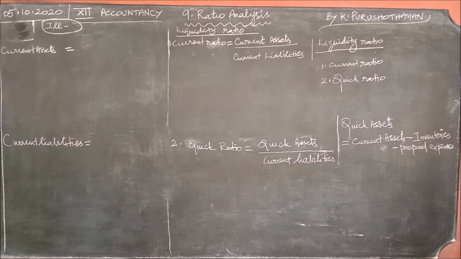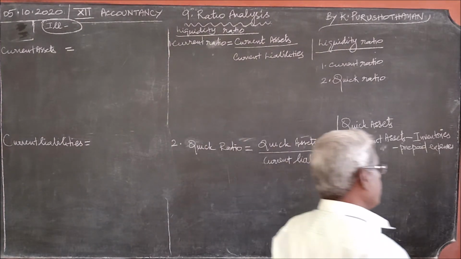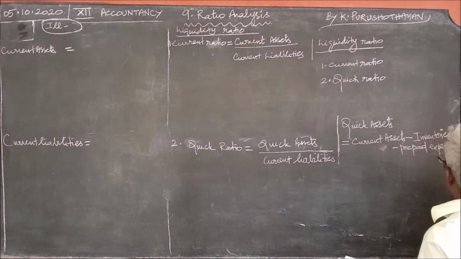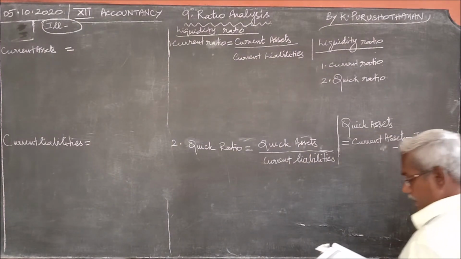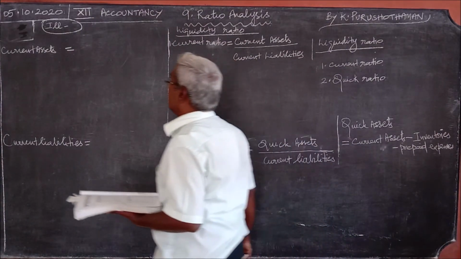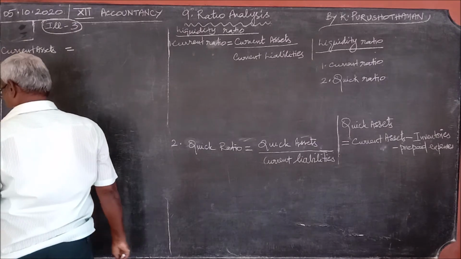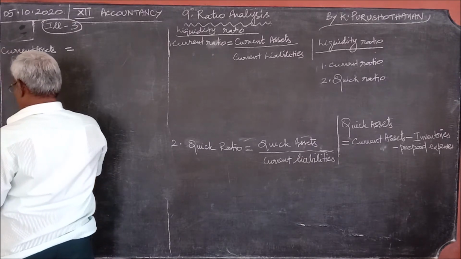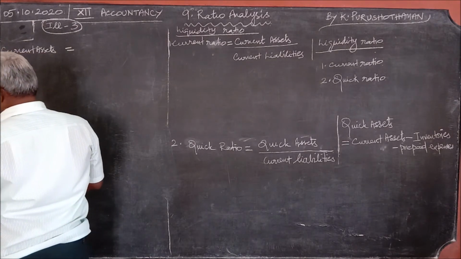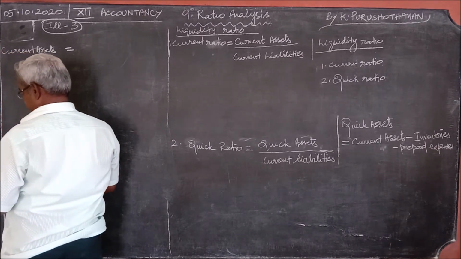Now we shall pass on to illustration 3. Of course, the same model, certain items are different. So I have selected this. This is illustration 3. What are the questions asked? Current ratio and quick ratio.